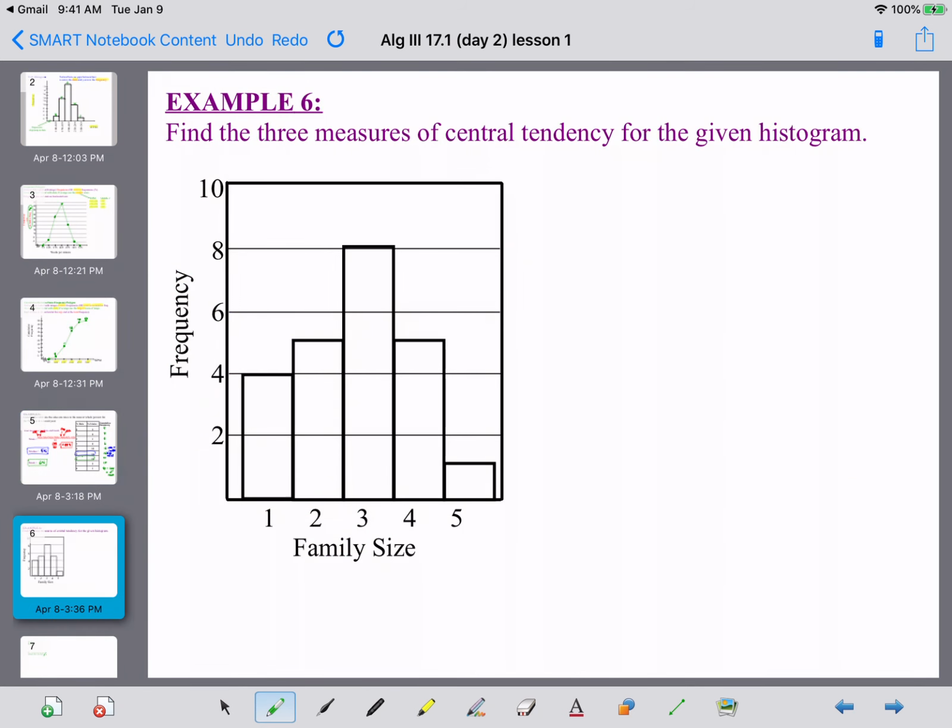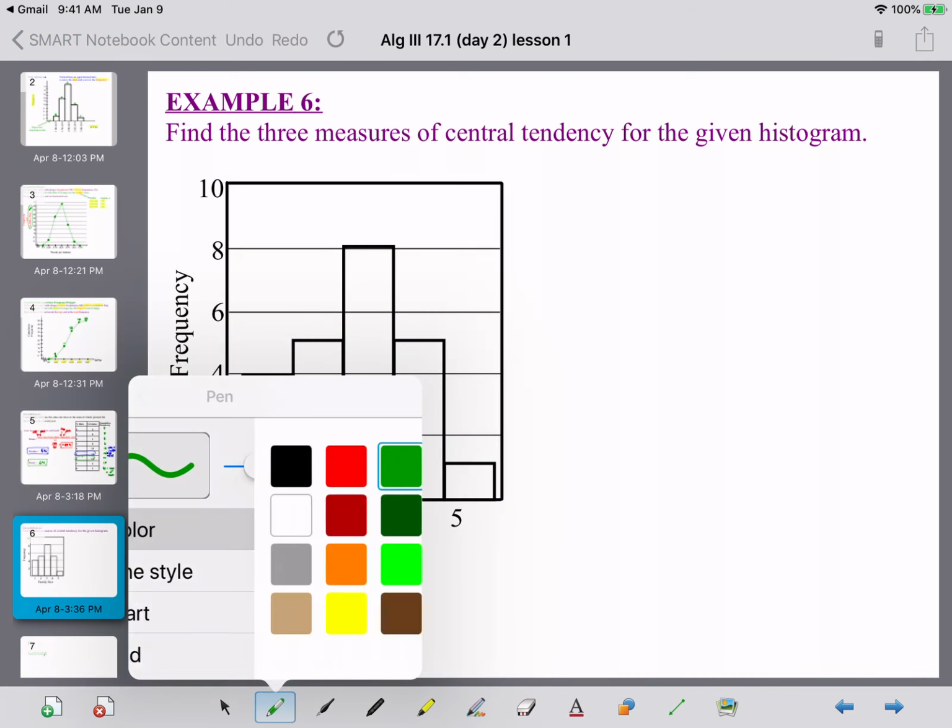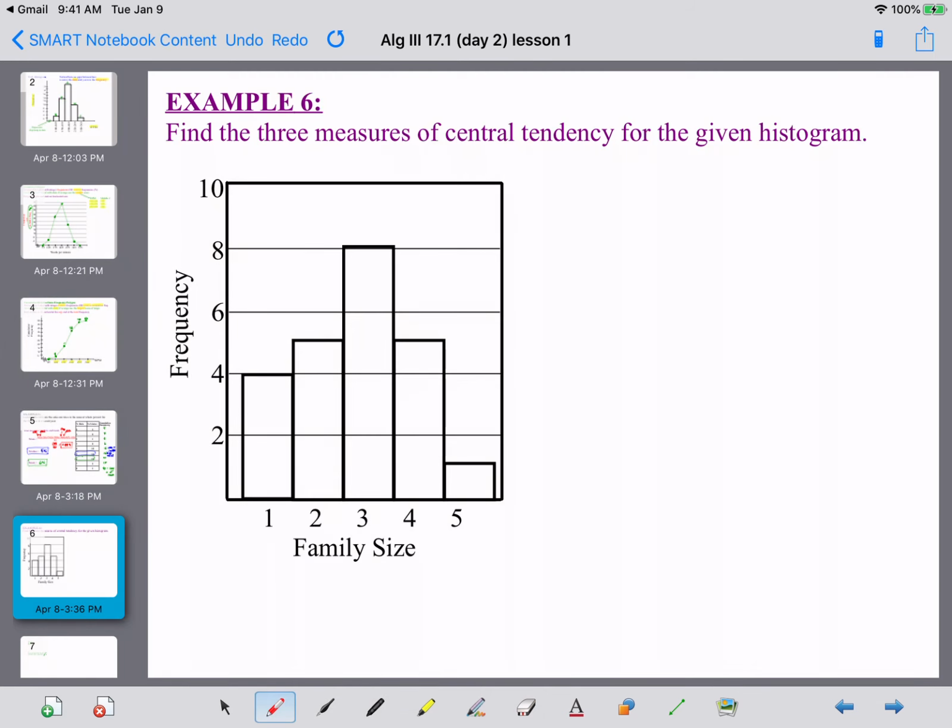All right, in example 6, we're going to do that same thing. Find the 3 measures of central tendency for the given histogram. So notice that in this histogram, we have family size, and then we have how many households have that family size. So there's 4 households with a family size of 1, 5 with a family size of 2, 8 with a family size of 3, 5 with a family size of 4, and 1 household with a family size of 5. All right, so we're going to find the mean, median, and mode.